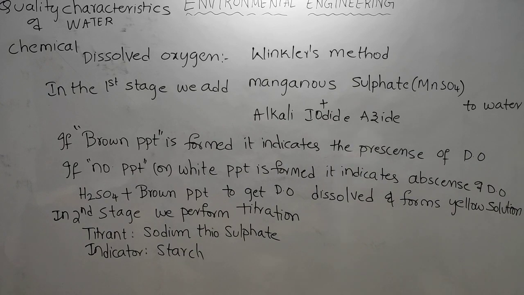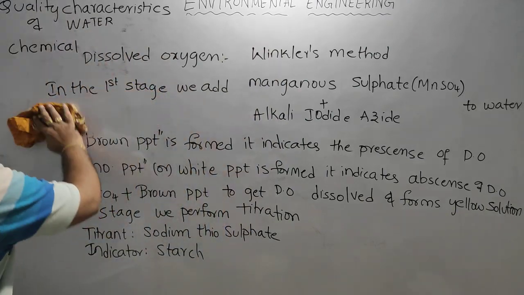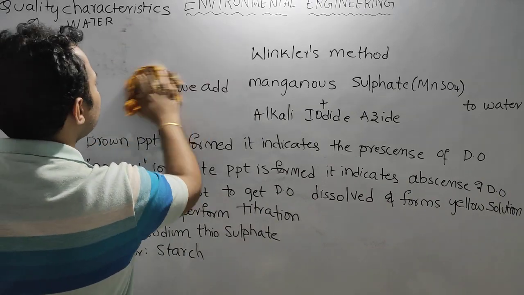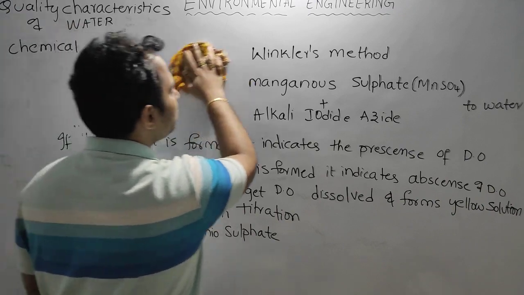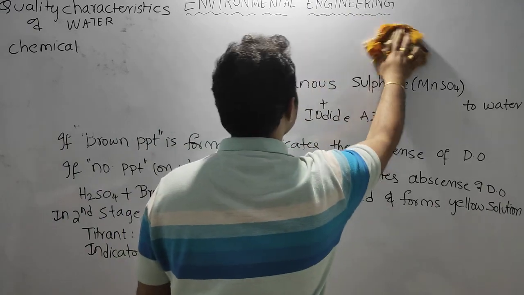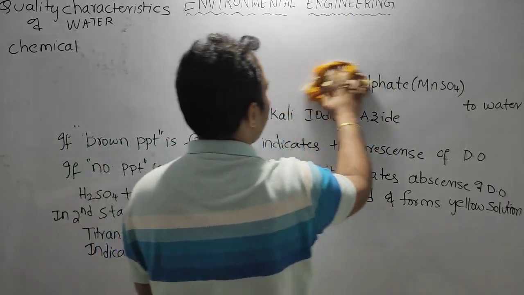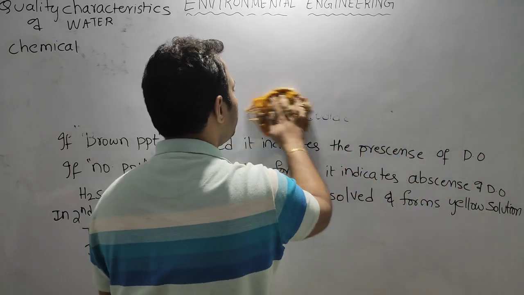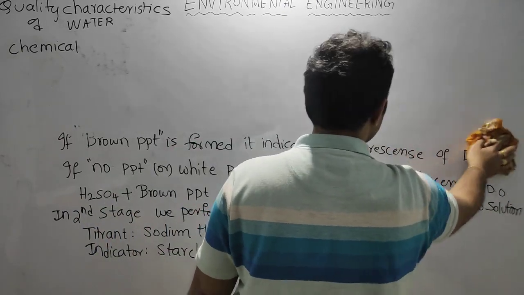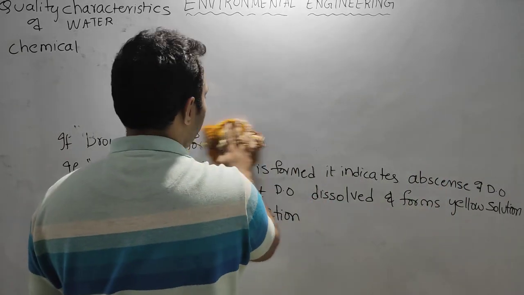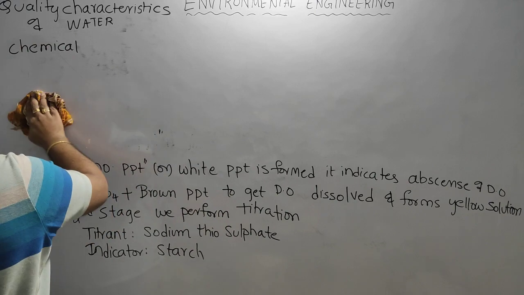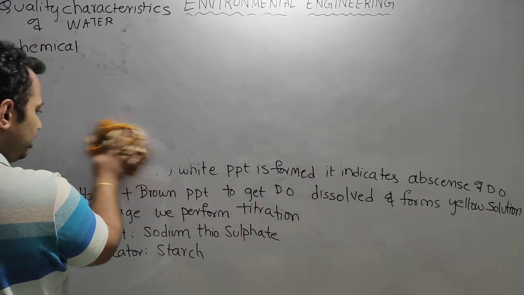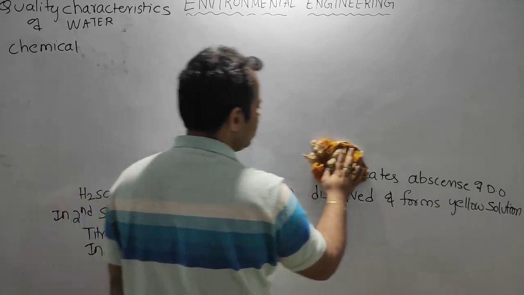So this is all about the dissolved oxygen. Everything is important. The method name is important. They may ask: what are the reagents we use to determine the DO presence? We use manganese sulfate and alkali iodide azide. Which type of precipitate will form when DO is present? A brown precipitate. If a brown precipitate is formed when we add the reagents, it indicates the presence of DO; otherwise, the absence of DO. Many questions can be formed like that.